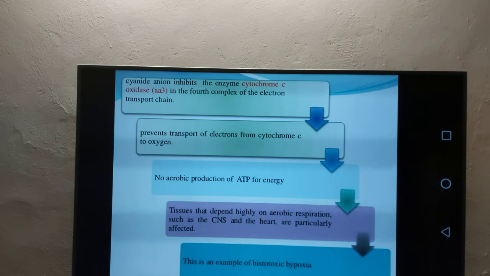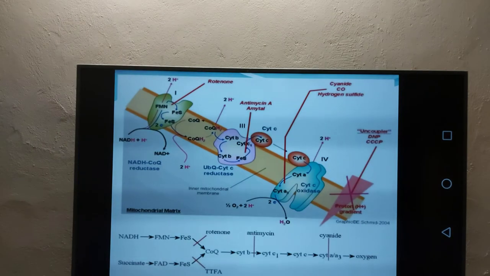Cyanide acts not at the level of the lungs or the blood, it acts at the level of cellular anoxia, intracellularly. It prevents transport of electrons from the cytochrome to oxygen. There is no aerobic production of ATP, adenosine triphosphate, or energy. The phosphorylation of ADP is inhibited. Tissues that depend highly on aerobic respiration, such as the central nervous system and heart, are affected instantaneously. This is an example of histotoxic anoxia. This is the mechanism. Just go through it.